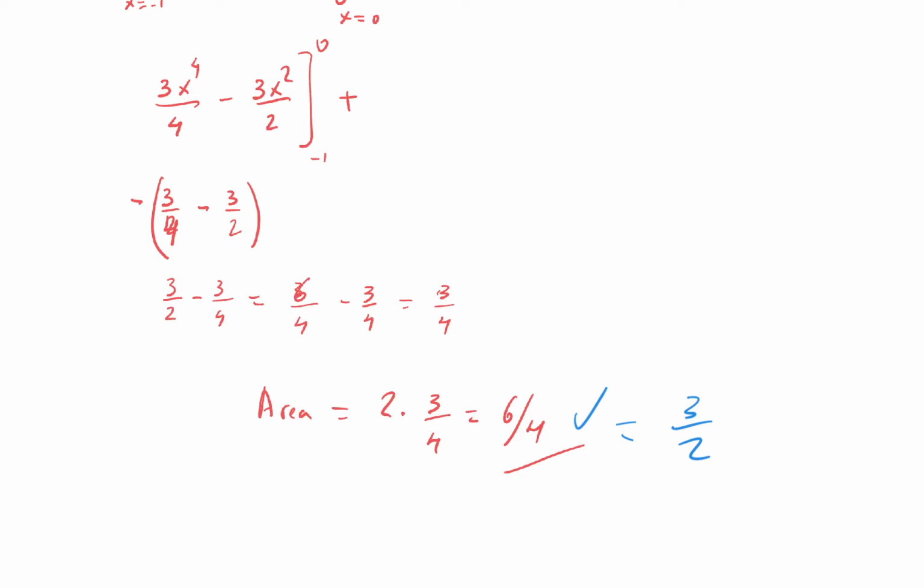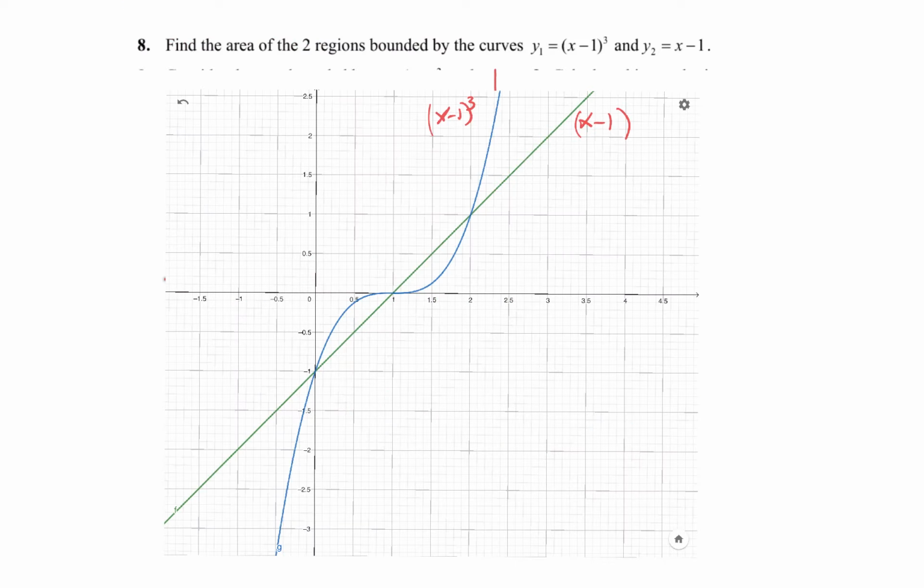Okay, let's go to the next problem. The next problem says find the area bounded by the curve y equals (x minus 1) cubed and the straight line y equals x minus 1. So I have drawn these two lines, and the area that they refer to is this area.